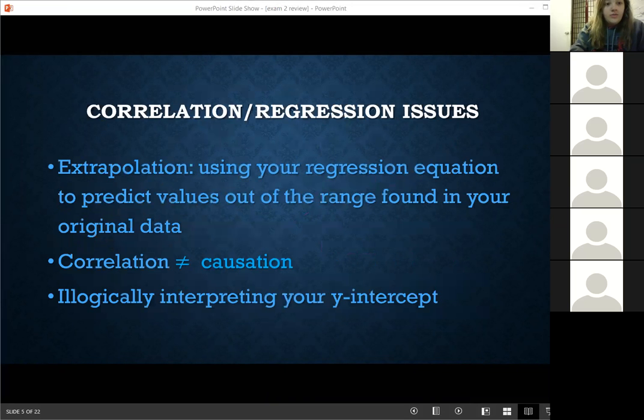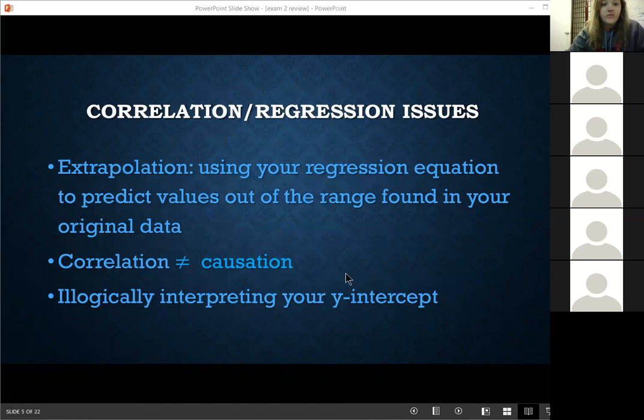All right, when we're talking about correlation or regression, it is important to realize that we can have issues. We can't use the data that we have to make assumptions about data outside of what we already collected. Something called extrapolation is using your regression equation to predict things that you didn't take data on. For example, thinking you can predict what's going to happen in the year 3000 when you only have data from 2005 to 2010. You can't assume that trend is going to stay the same past that.